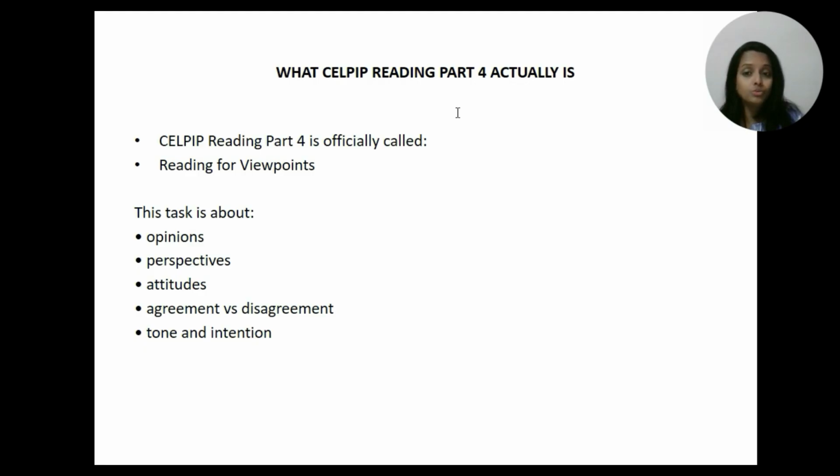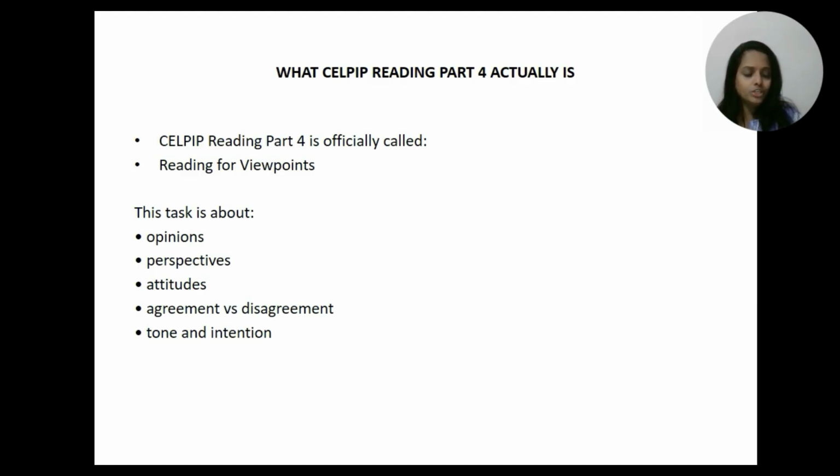And ignoring the tone is also one of the important mistakes students make. They read words, but they miss the hesitation, concern, support, or opposition. CELPIP loves testing the tone. So your mindset must be: I'm building a comparison table in my head. Every time you read a viewpoint, you have to ask: is this person negative, positive, or mixed? What do they support? What do they oppose? How strong is their opinion? All these things you have to ask yourself.